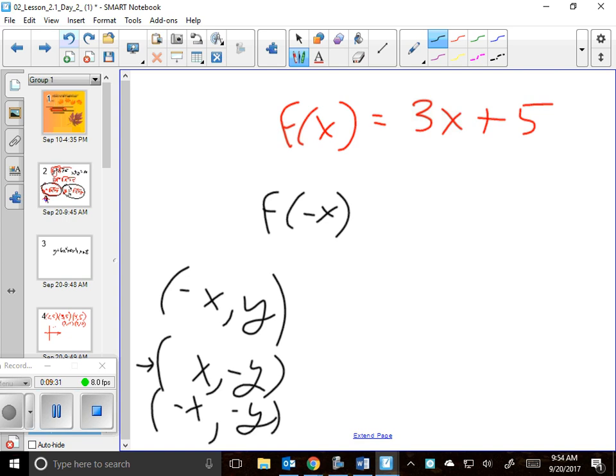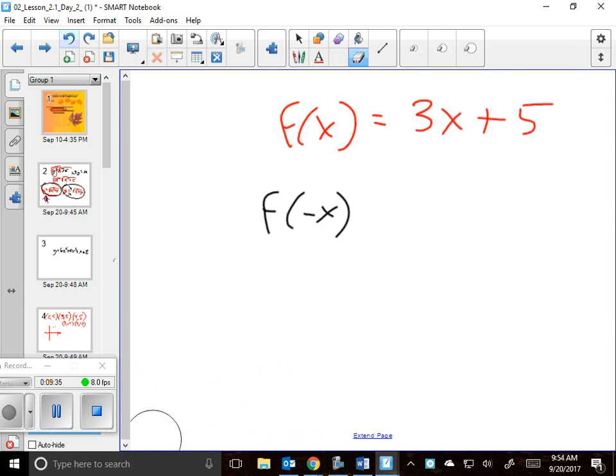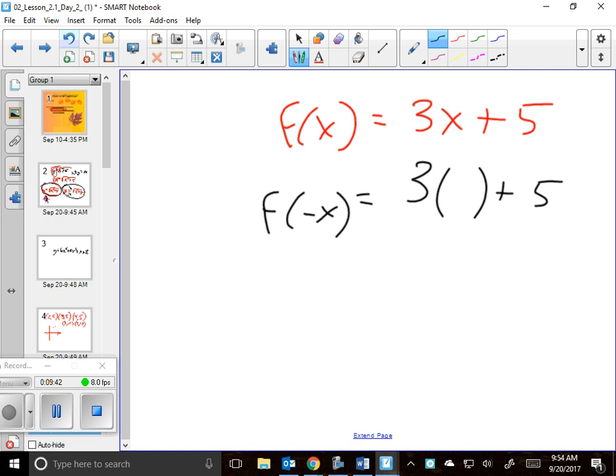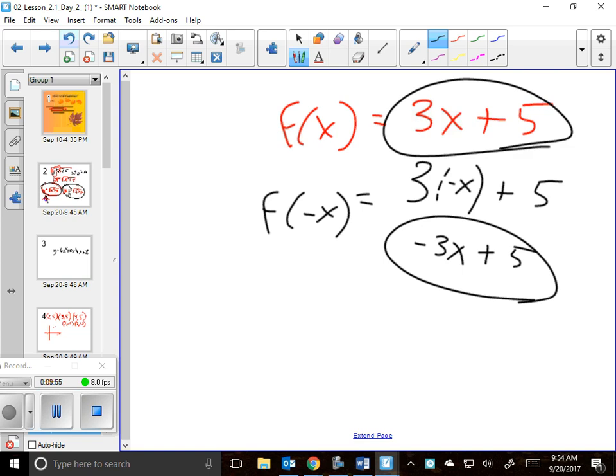All right, good. And if I drop in a negative x in this function, I'm testing for y-axis symmetry. I'm going to drop it in, and where do I drop it in? The empty spot. Okay, so I drop it in there, and it's 3 times negative x. Oops, sorry. 3 times negative x. And then I multiply it out, and I get negative 3x plus 5. Is this the same as the original? No. So did it have y-axis symmetry? No.